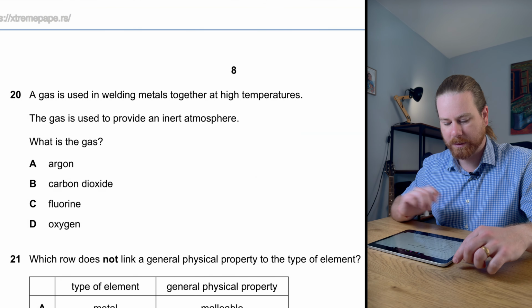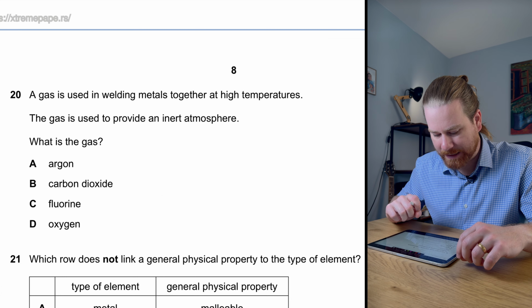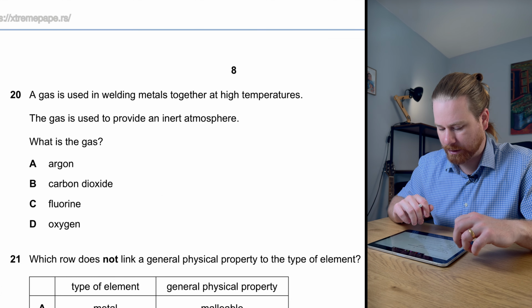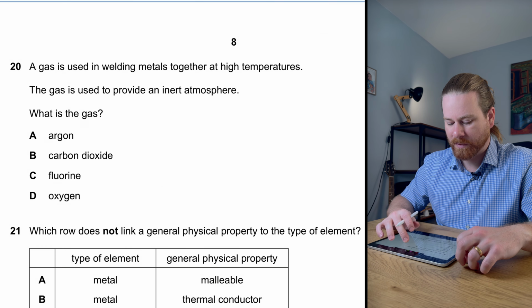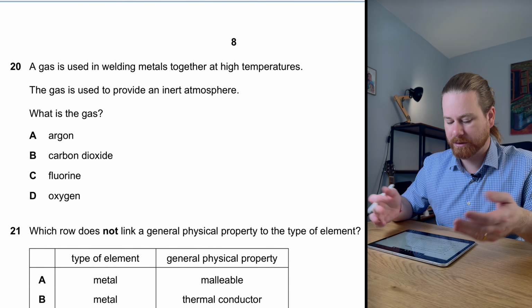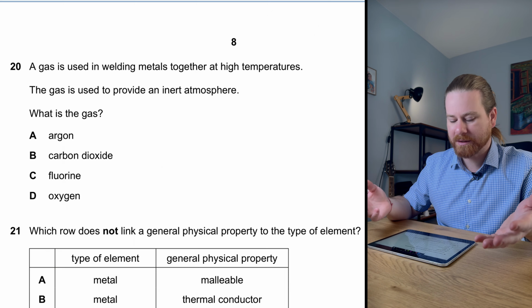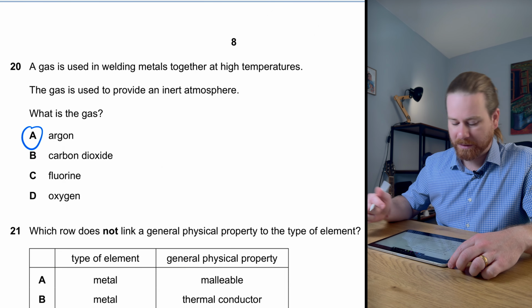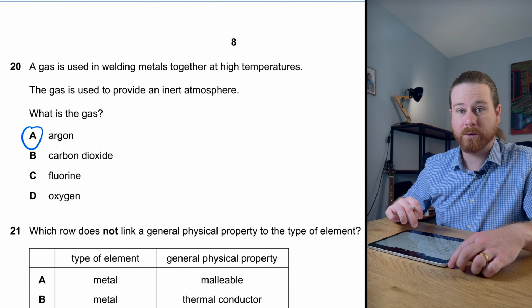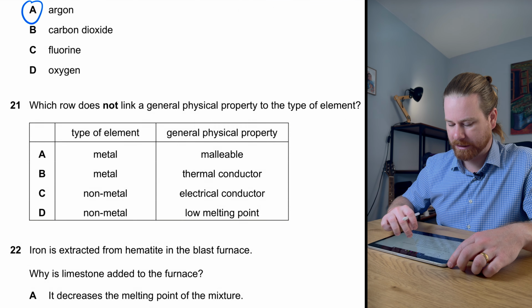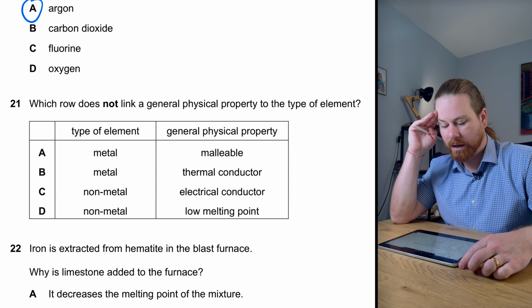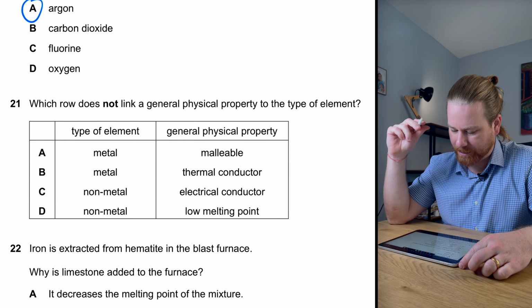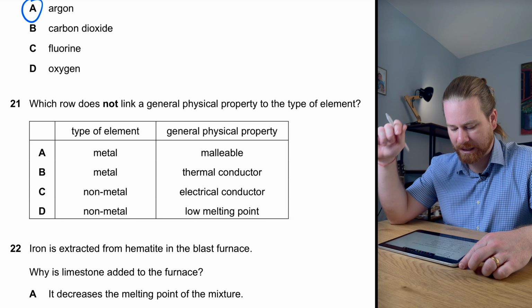Okay, number 20. A gas is used in welding metals together at high temperatures. The gas is used to provide an atmosphere. The only one that can do that is a noble gas. So before we even look at the answers, we need to be thinking noble gas. And our only noble gas is argon. Definitely can't be oxygen or chlorine or fluorine because they're far too reactive, and carbon dioxide again isn't great for that.